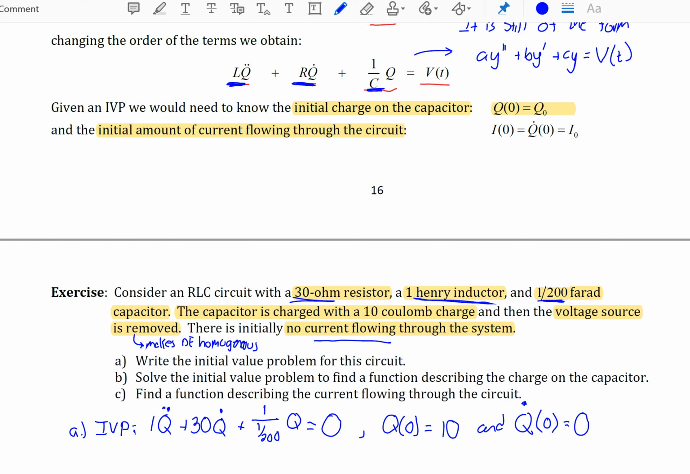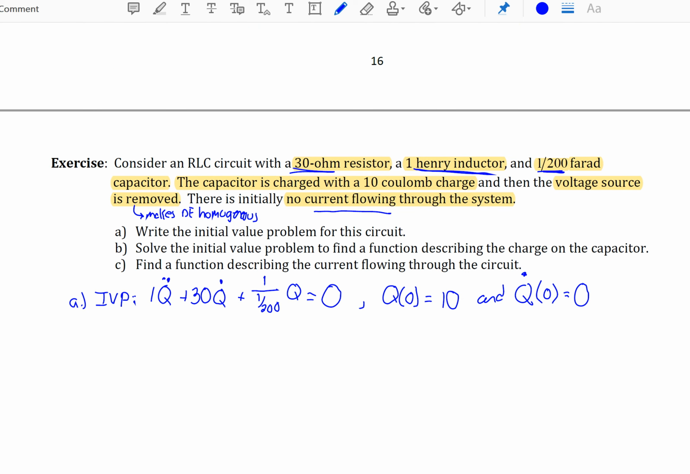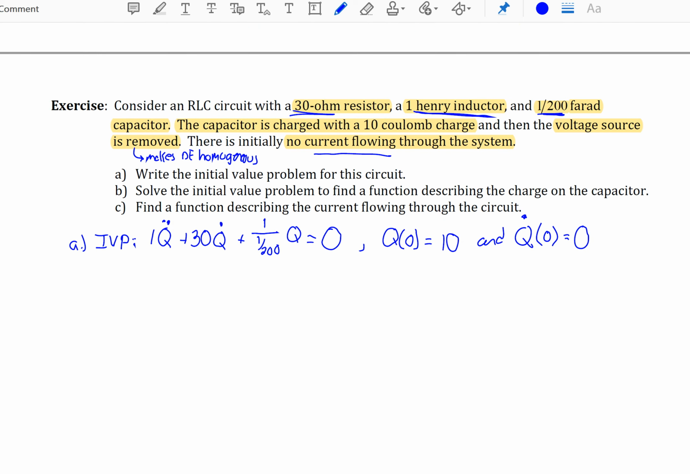This is our initial value problem. However, I'd like to rewrite this a little bit to make it look simpler. We don't need the 1 in the front, so I'm just going to write this as Q double dot plus 30 Q dot, and 1 divided by 1/200 ends up just being 200 Q equals 0. This is our second order linear homogeneous differential equation.